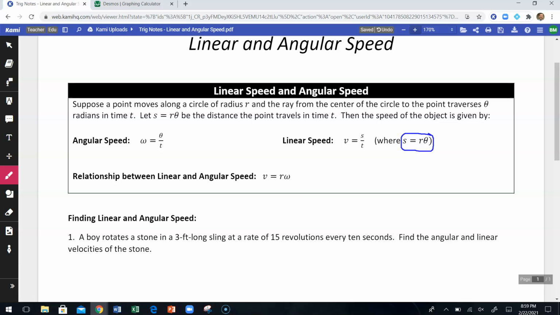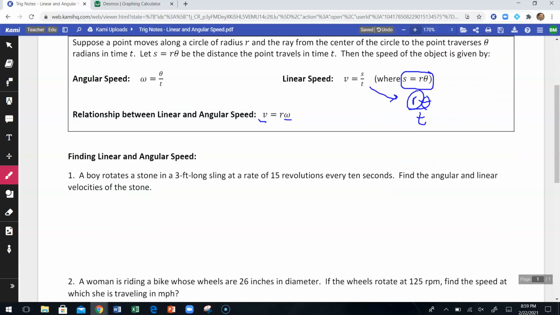Which means the only difference between those two formulas, if I think about s being r times theta, right, that means this is really r times theta over t. The only difference is r. So if I want to know the linear speed and I have the angular speed, all I need to do is take the angular speed and multiply by the radius, and that would give me the linear speed. Okay, so we're going to use these formulas.